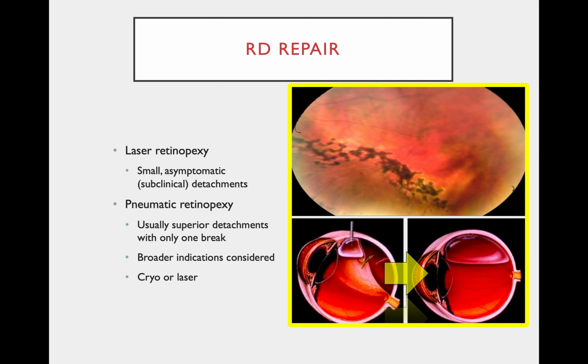Repair of detachment, you can laser some small subclinical limited detachments. However, these are fairly rare. Pneumatic retinopexies are done in the office, usually for superior detachments with one break. What you do is you apply freezing therapy to the tear, and then you put a gas bubble in the eye. The gas bubble then pushes the retina back in place and tamponades the retina, really. And then once the retina is attached, you can add laser if you'd like, or just manage the patient more conservatively if you've already done cryo.